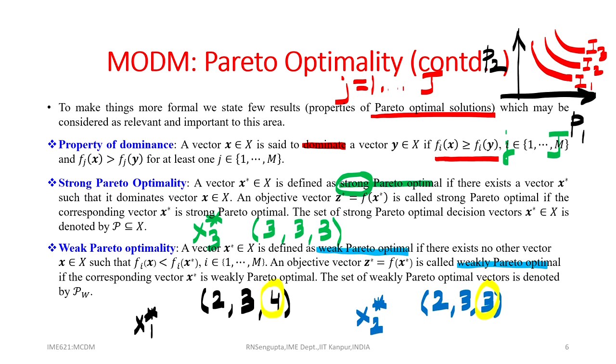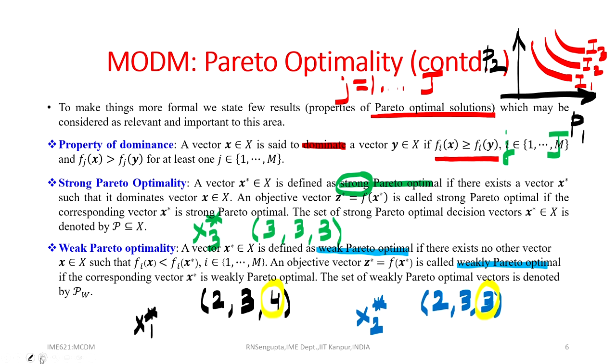So, obviously, X3 star, which is noted in green color, is dominating. Next, when I come to F2 functional value, both the values for X1 star and X3 star are 3. So, they are equal. When I come to the function value of F3 based on X1 star and X3 star, you will find X1 star is 4 while the value of X3 star is 3.